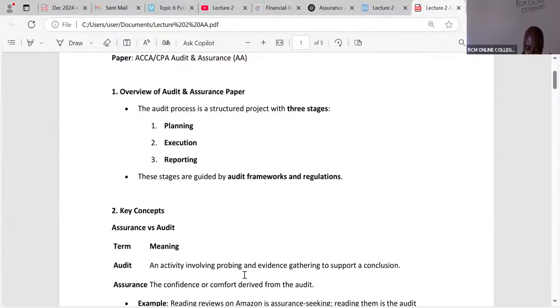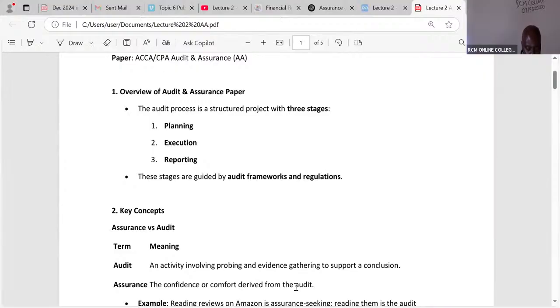How about assurance? Assurance now is the confidence or comfort derived from the audit. As I'm doing this audit, ladies and gentlemen, as I'm gathering this evidence, then there will be that comfort that will be derived from this particular audit. The outcome is what we call assurance.